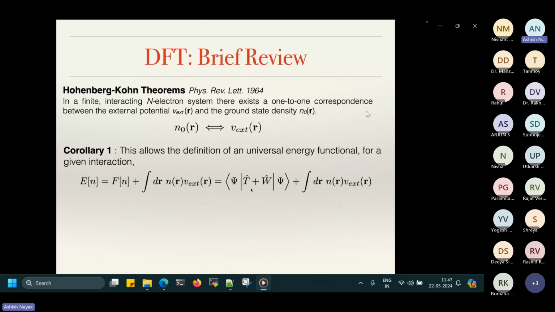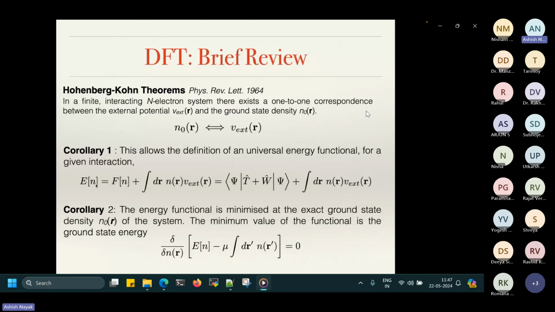Now, of course, this in itself is not good enough. All this says is that there exists a functional. What becomes important is that this functional has a variational property. If you optimize the functional subject to the constraint that the density itself integrates to the total number of electrons, then the optimizing value of the density, n of r, is just the ground state density, and the optimal value of the energy is then the ground state energy.